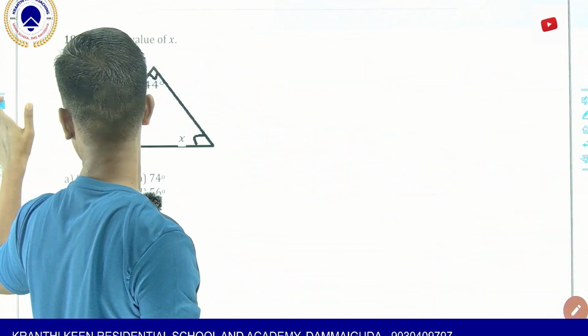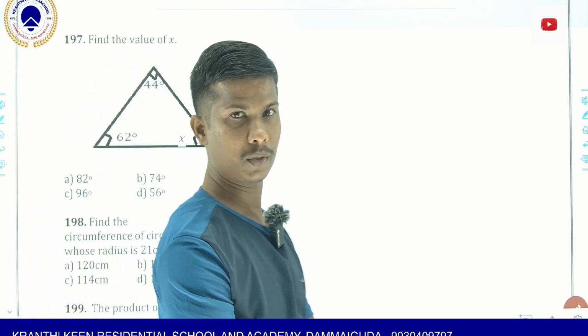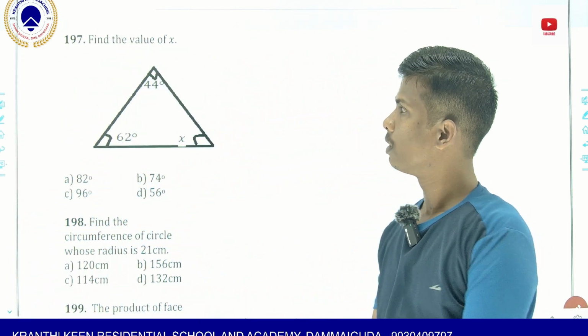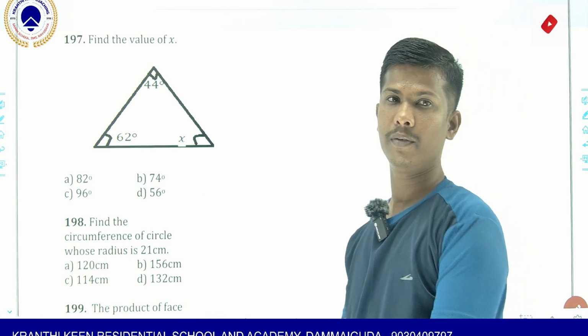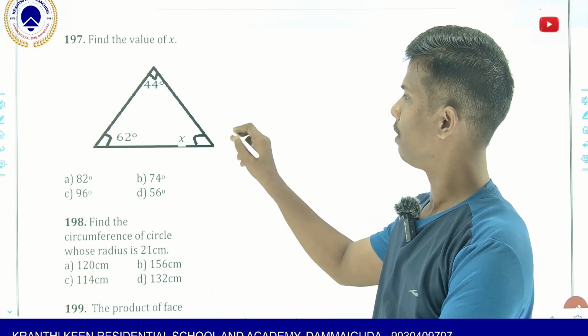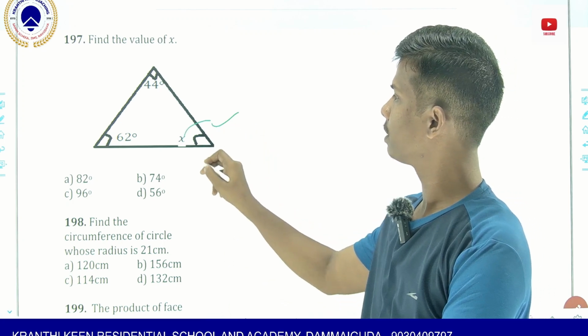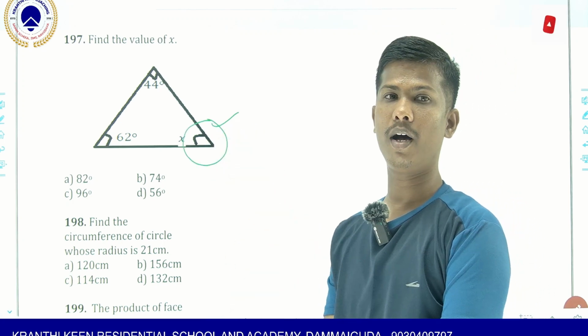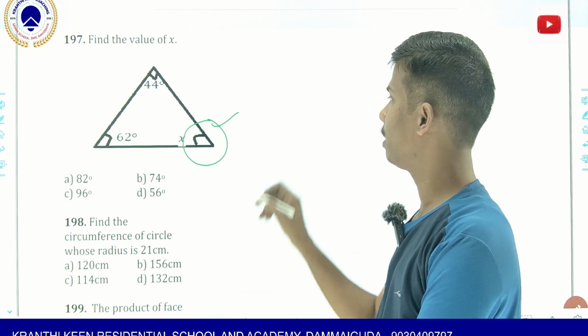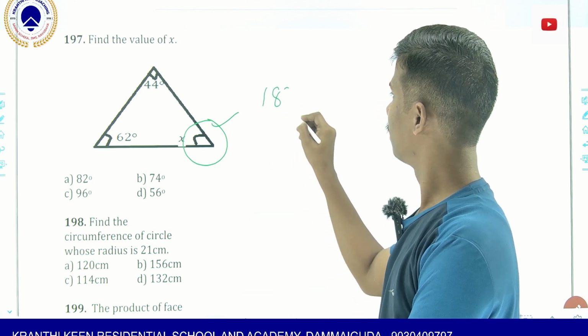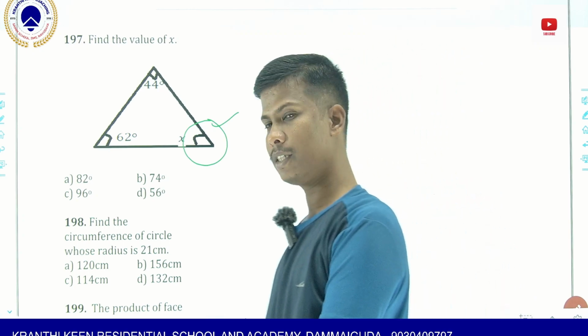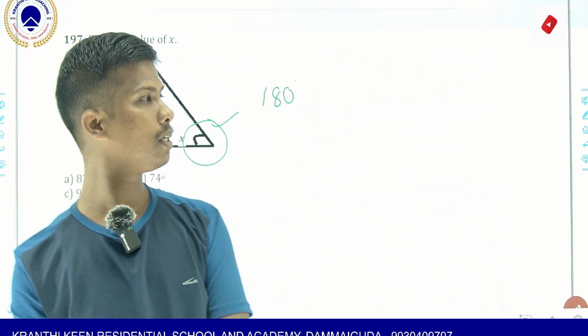Question number 197. This question is related to a diagram. He has given a triangle, and he is asking for one angle. Previously, we have discussed, no? The sum of all the angles in a triangle is equal to how much? It is equal to 180 degrees.